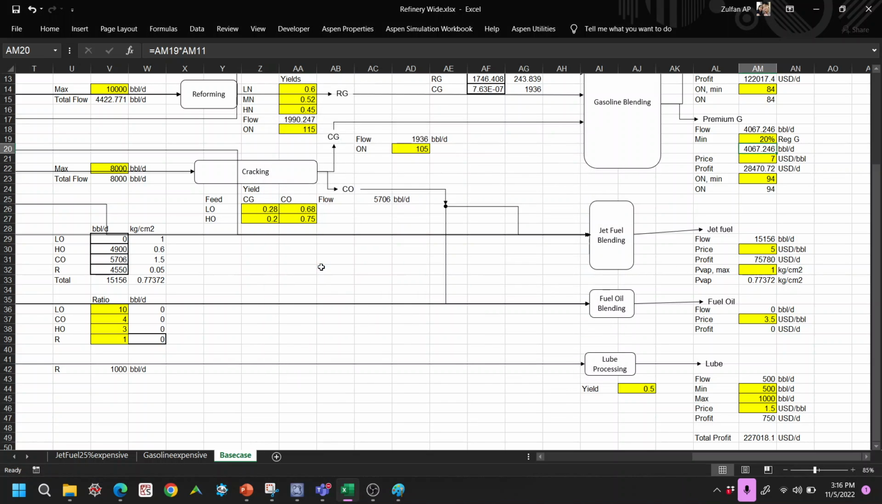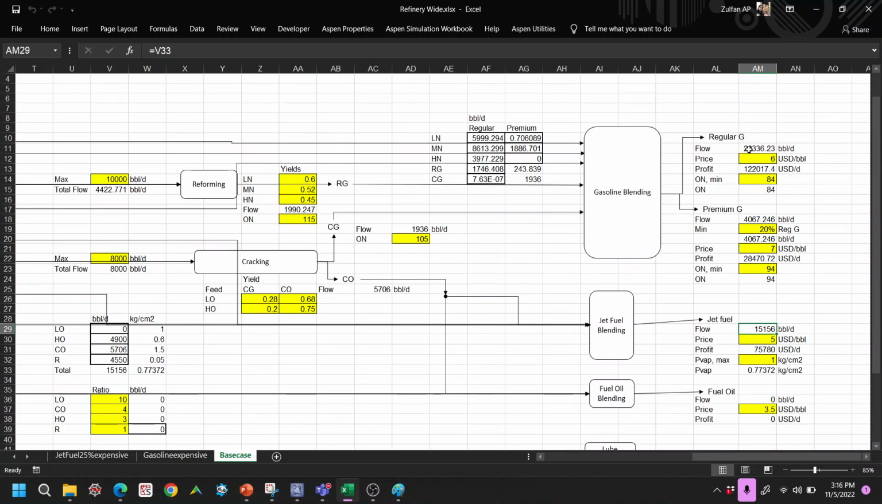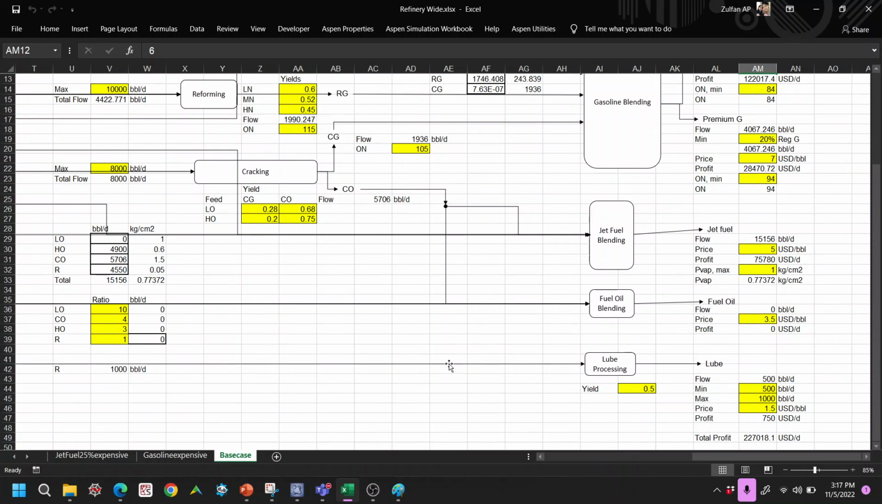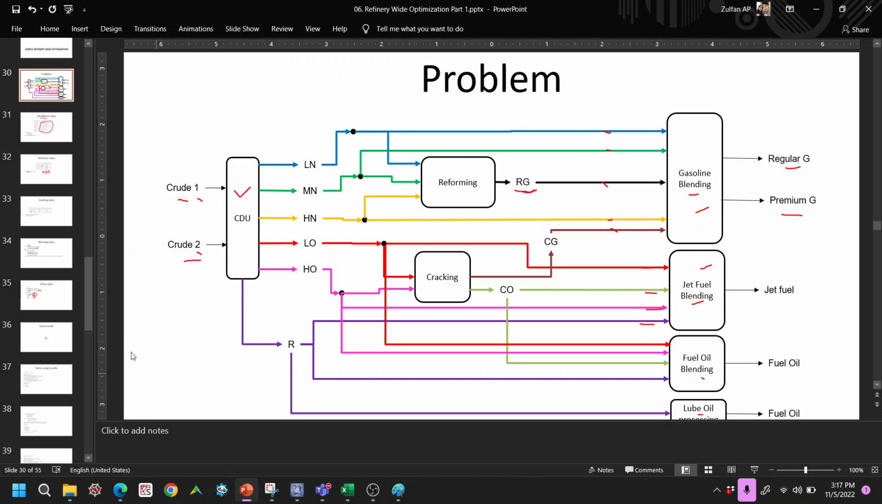Now you can see the amount of jet fuel produced is still the same, but then they put more into the regular gasoline than the premium gasoline, because of that situation. And then you can change this, for example, change more the price. You can do whatever you want. I mean, this is just an example to show you what we could do once we have the model.